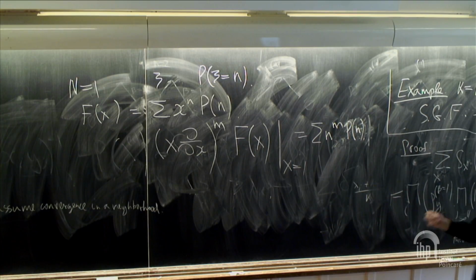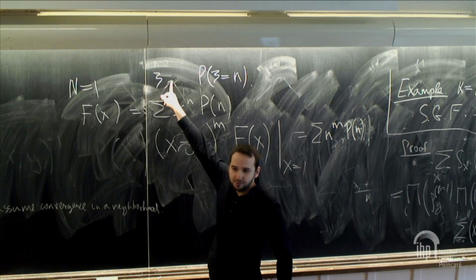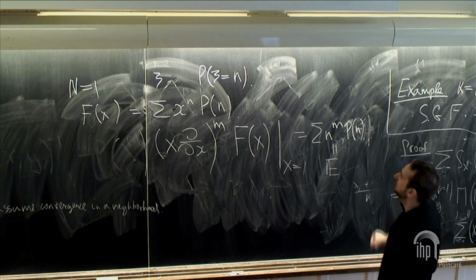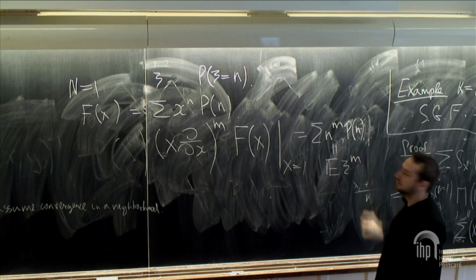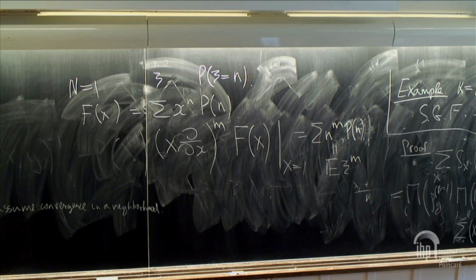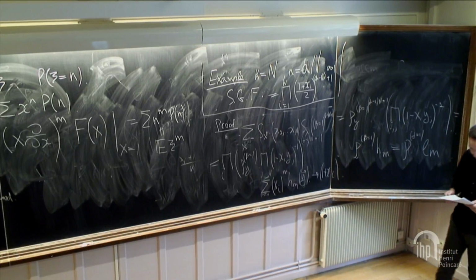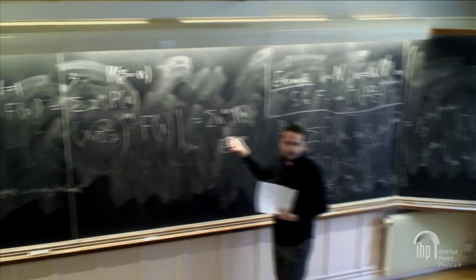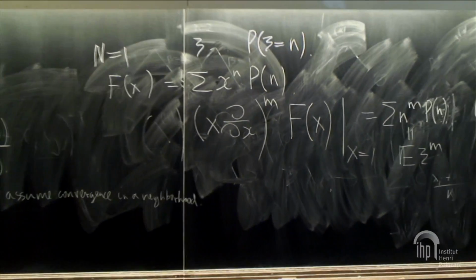Or you can interpret this thing in terms of your random variable xi as the expectation of xi to the mth power. Okay. So you take the Schur generating function, you act on it with this simple operator, and you get the expectation of your random variable. You know, really, if you know all these expectations, then you know everything about your random variables.